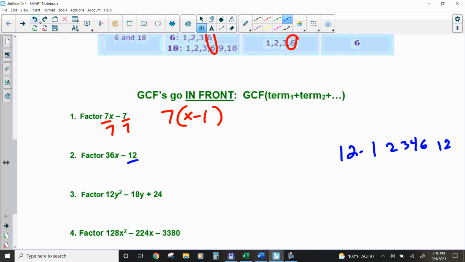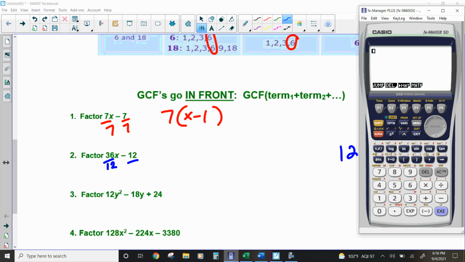So can 36 be divided by 12? Actually it can. So 36 divided by 12, if I go into the calculator, 36 divided by 12.